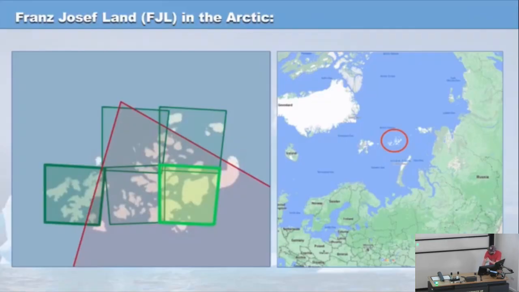But we're also validating this using Sentinel-2 optical data. The reason that we have to do that is because icebergs have a lot of motion, so they can basically drift. And so we have to get those optical images taken at or around the same time as the radar images. The region we're looking at here is the Franz Josef region in the Arctic.